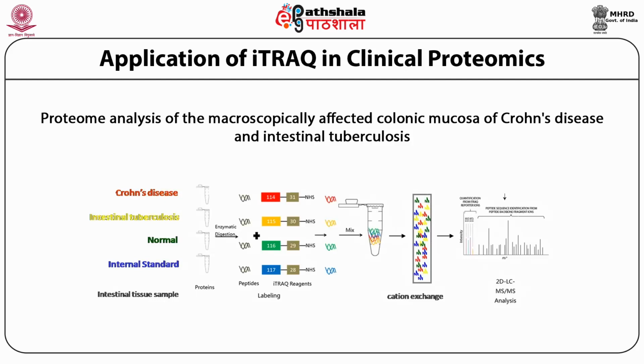The labeled samples are then mixed and fractionated using a cation exchanger. This sample is then subjected to mass spectrometric analysis. During the liquid chromatography based MS-MS analysis, there is identification of the proteins by using the peptide sequence, and the quantification of the peptides is obtained from the fragmented and released reporter ions. This helps in identifying potential biomarkers which are differentially expressed in the 2 conditions of Crohn's disease and intestinal tuberculosis.